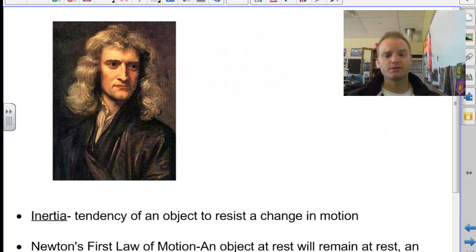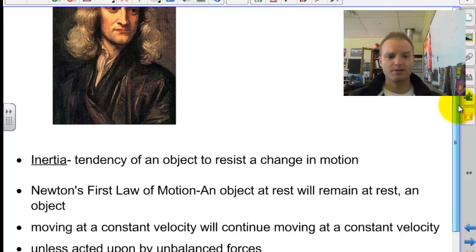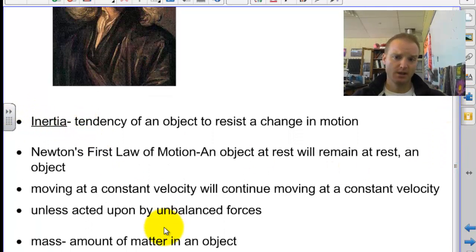So his first law of motion is based around the idea of inertia. And inertia is the tendency of an object to resist a change in motion. So resisting change in motion, what does that mean? Well, that means if I'm moving, I'm going to keep moving. I don't want to change my motion. If I'm stopped, I want to stay stopped. So it could be either or. If you're moving, you want to keep moving, or if you're stopped, you want to stay at rest. And so that's how we read Newton's first law of motion.